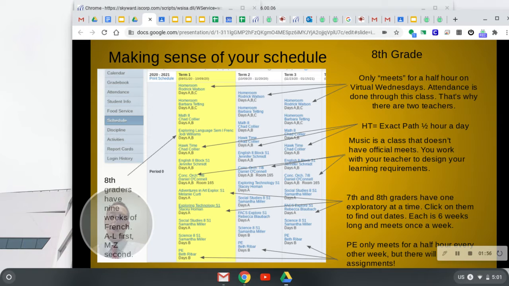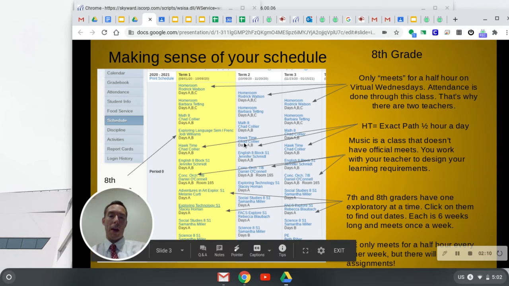The student also has a foreign language class. 8th graders have 9 weeks of French. A through L, the beginning of the alphabet by last name, go first. M through Z go second. And so when you don't have French, you don't have a class there. That class only meets for 9 weeks.